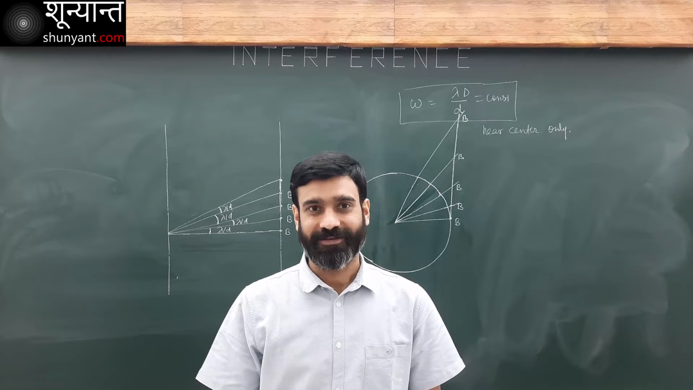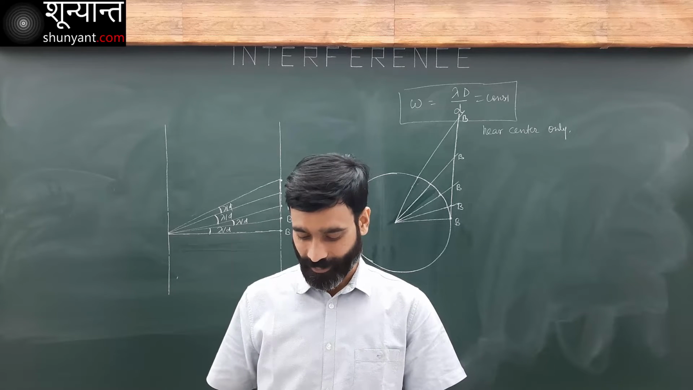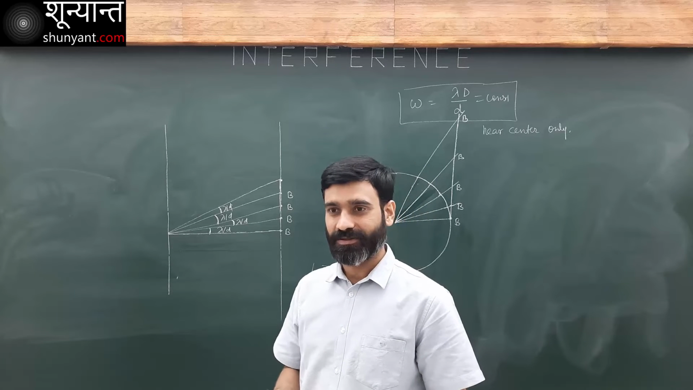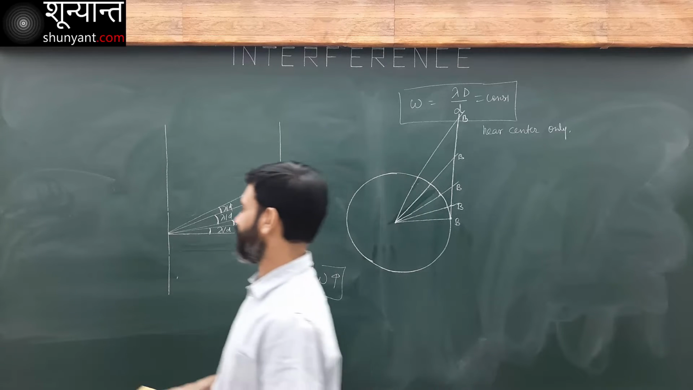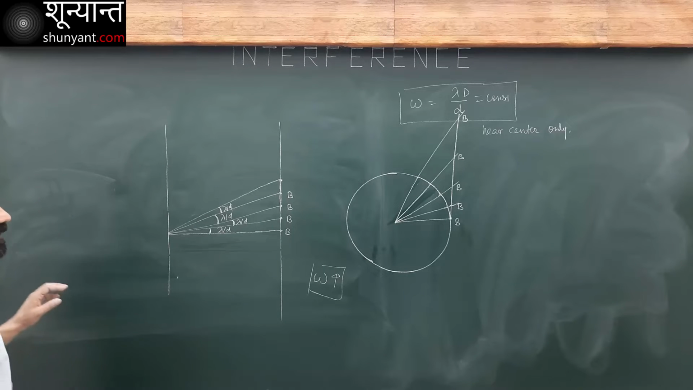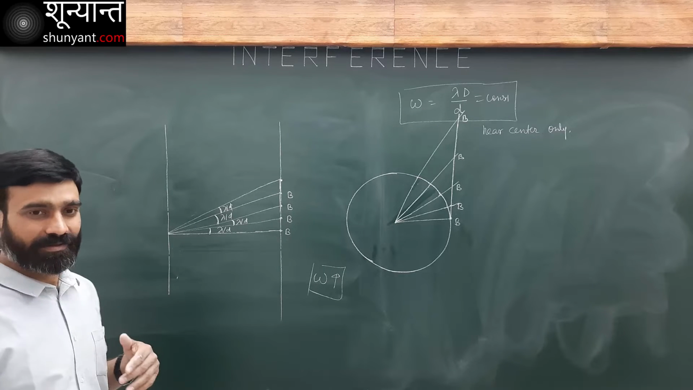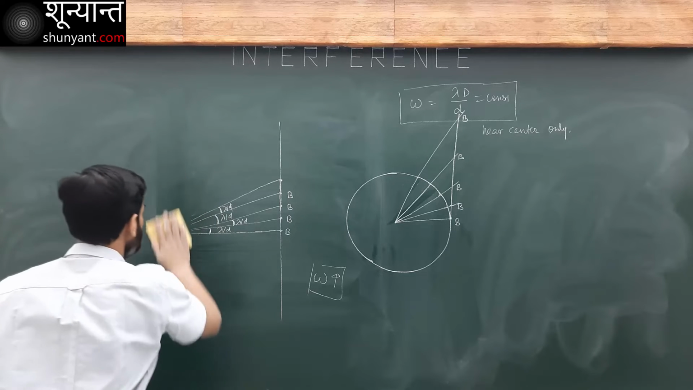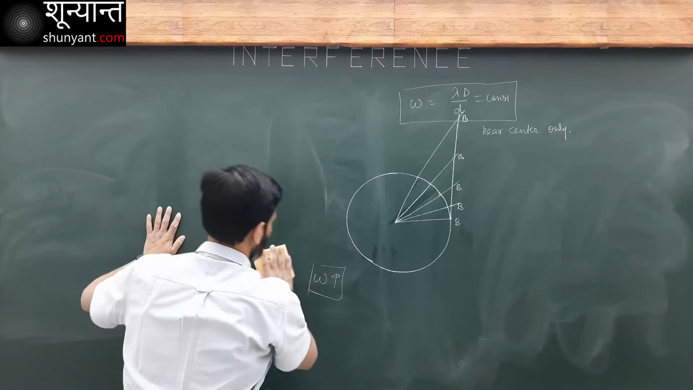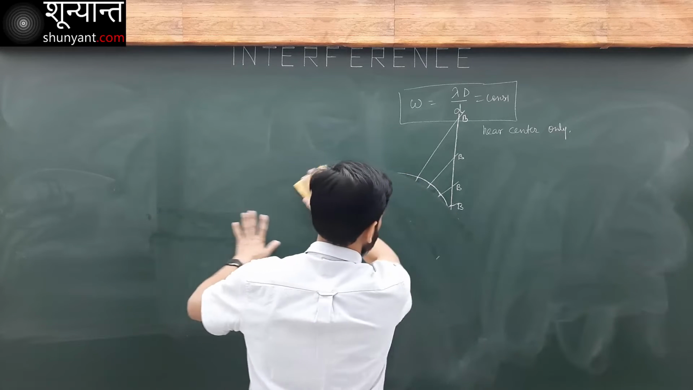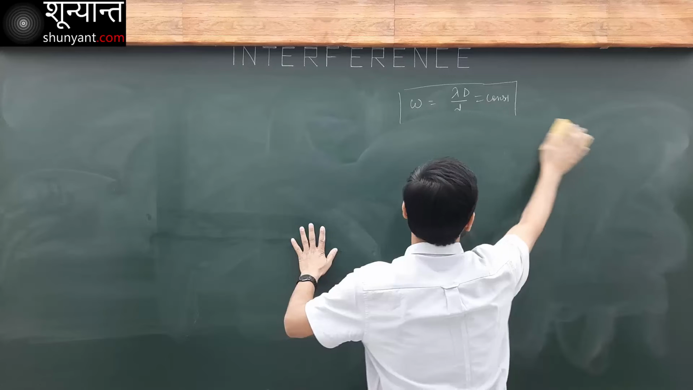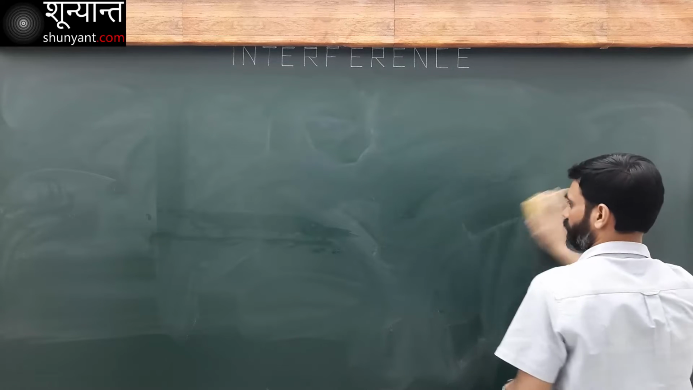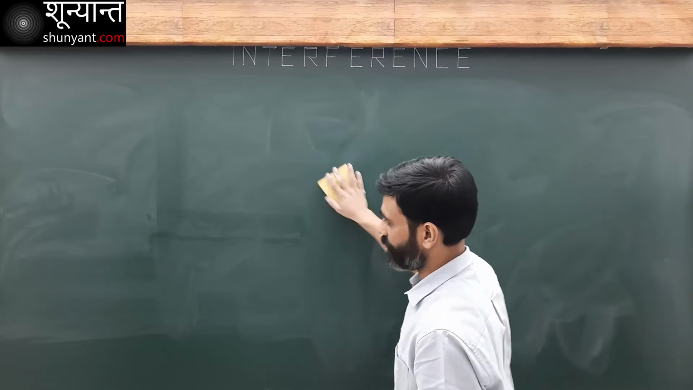This is YDSE. We discussed almost everything: number of bright fringes, how fringes change under many changes. Now we are going to discuss one other aspect of YDSE, that is intensity variation. Let me clean this properly.